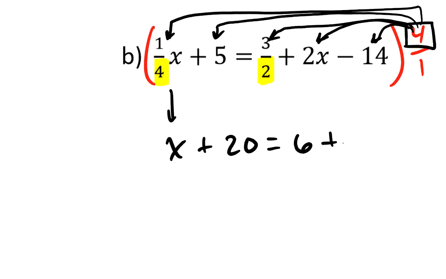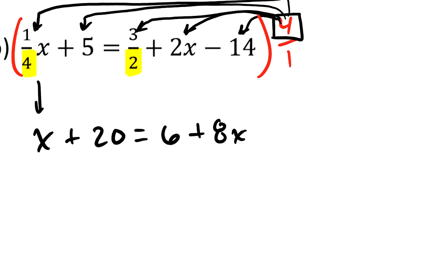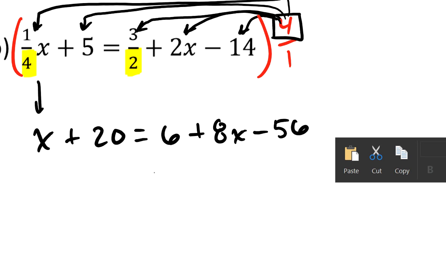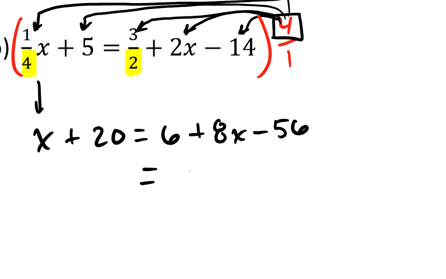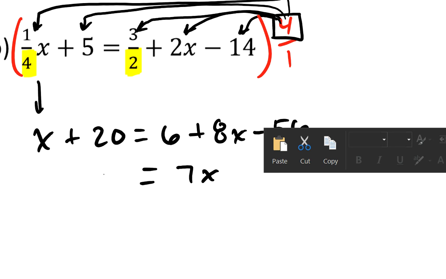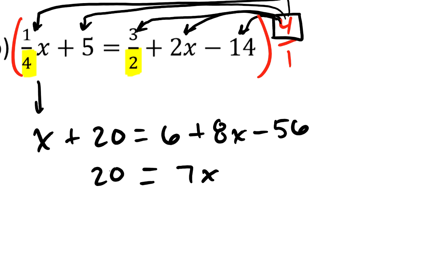And then plus, this will become an 8x. And then minus 4 times 14, or 4 times 4 negative. I am embarrassed to say that I did use a calculator for that, but it is negative 56. So I'll take away an x from both sides. So I've got over here, this is going to equal 7x, and this is a 20. And if I combine 6 and negative 56, this should become just a negative 50. I can add 50 to both sides.